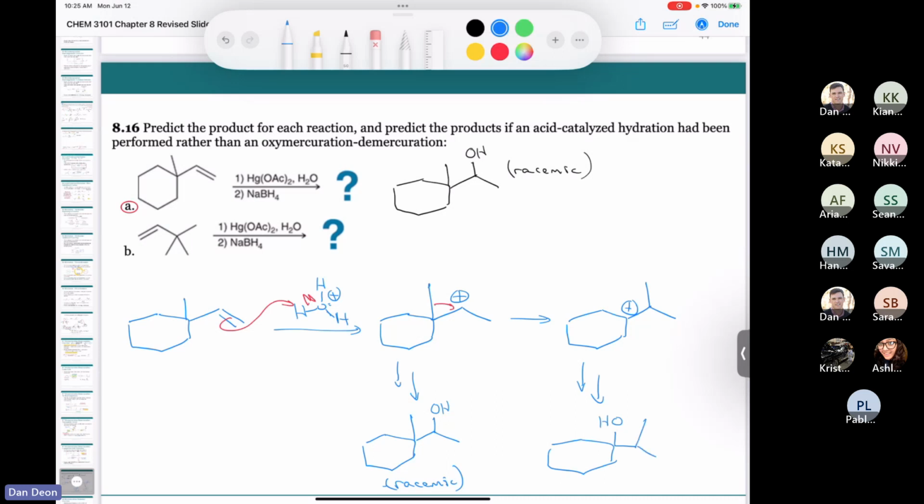All right, so you're going to get both of those compounds. And there you have it. And you can try the same thing for B. I encourage you to do this one at home. But there you go. That covers the first one.